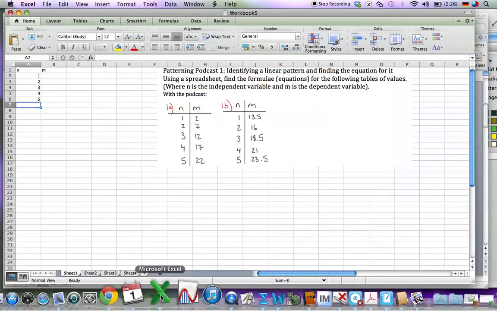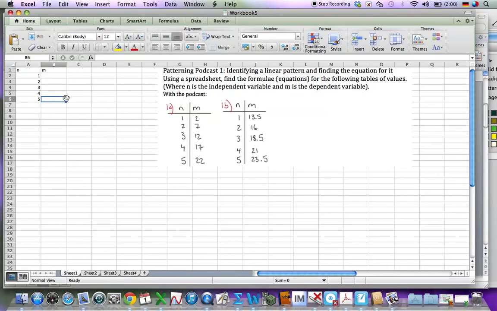So if we look at the very first one, I've created the table over here, so 1, 2, 3, 4, 5, and I'm just going to put the values that are on the table. So 2, 7, 12, 17, 22. So you probably noticed already that the values are going up in 5. So for every increase of 1 in the n variable, there's an increase of 5 in the m variable.